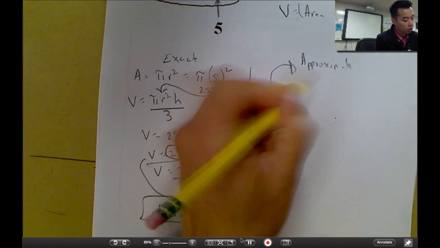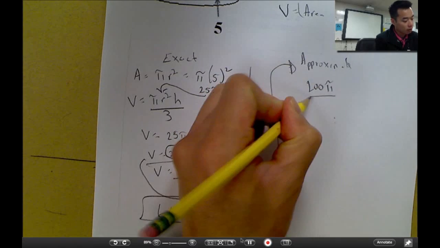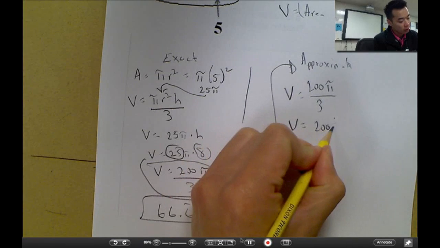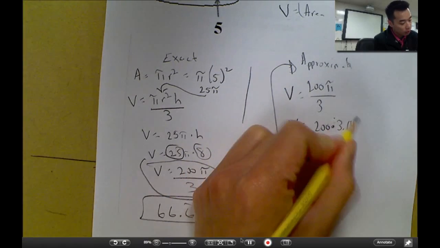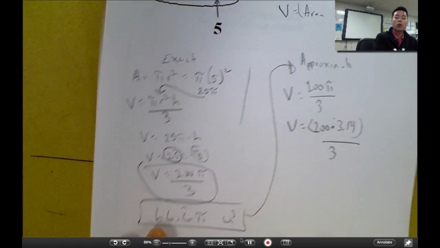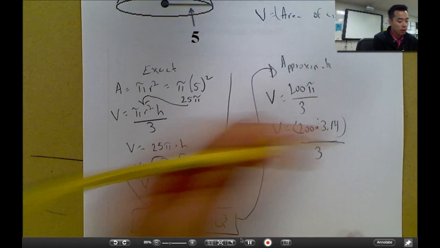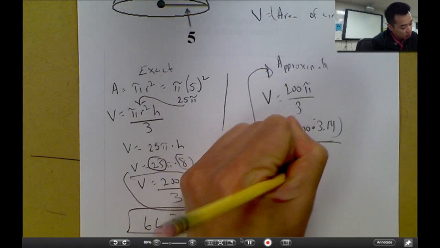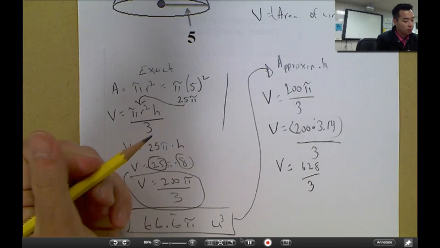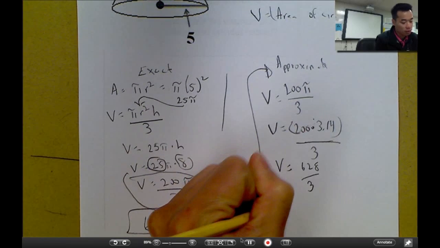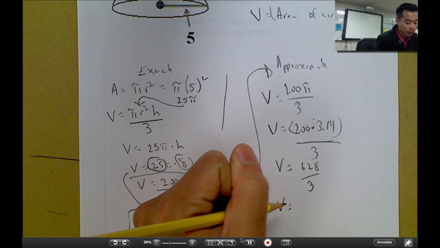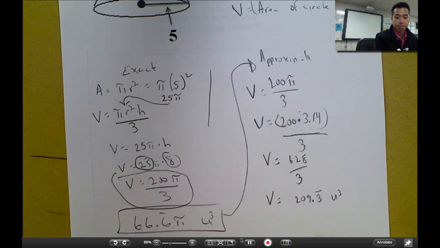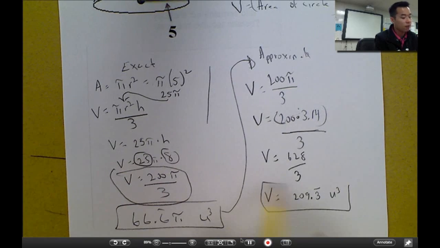And then to find the approximation, you take 200 pi thirds, and you would replace the pi symbol with 3.14, and you multiply those together and then divide by 3. Order of operations tells me I need to do what's in my numerator first. So 200 times 3.14 equals 628 divided by 3. We're going to divide by 3 last. We get volume is equal to approximately 209.3 repeating units cubed. And that's how you find the volume of this cone.